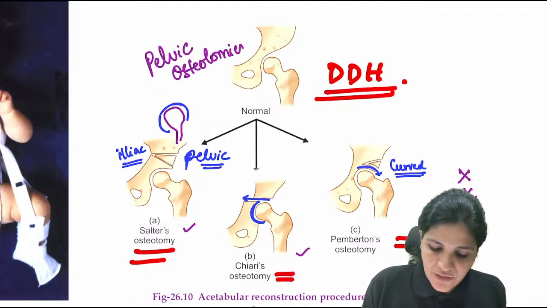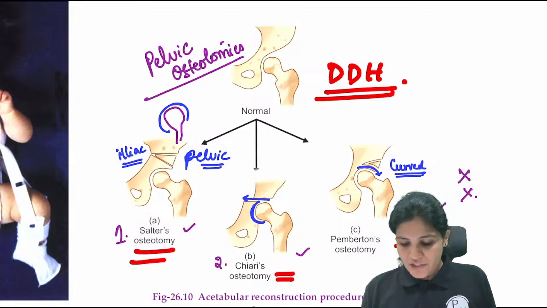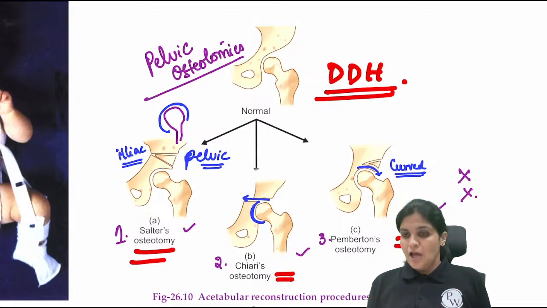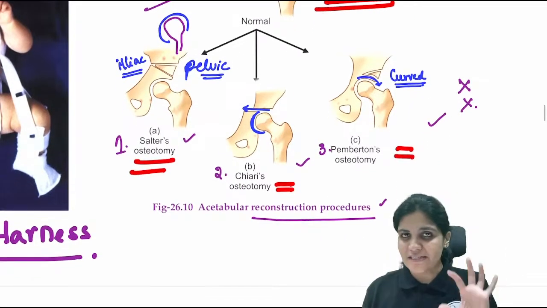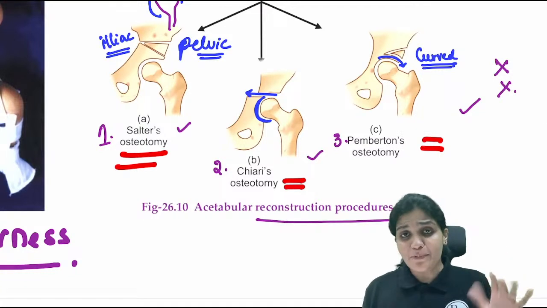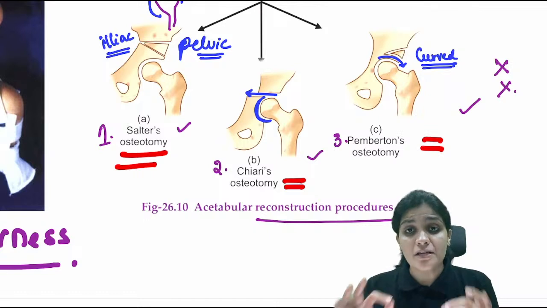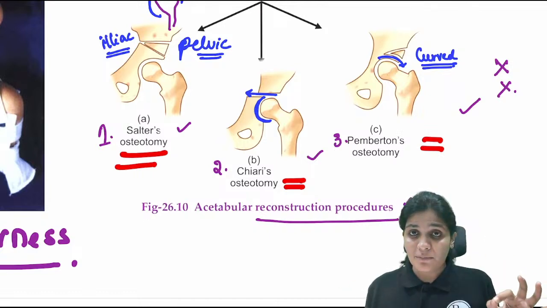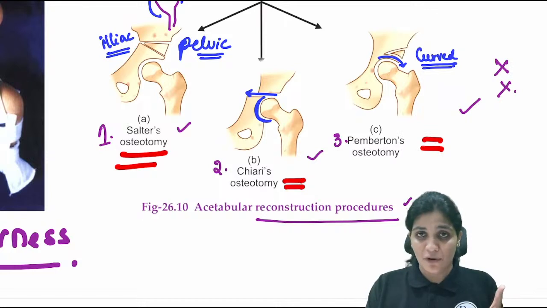The first one you have to remember is Salter osteotomy. The second one is Chiari, and the third one is Pemberton. Nobody is going to ask you any procedure here. No procedures are asked in the exam. What they want to hear from you is what an osteotomy is: to correct any deformities. That is the osteotomy. You will correct the deformity with it.